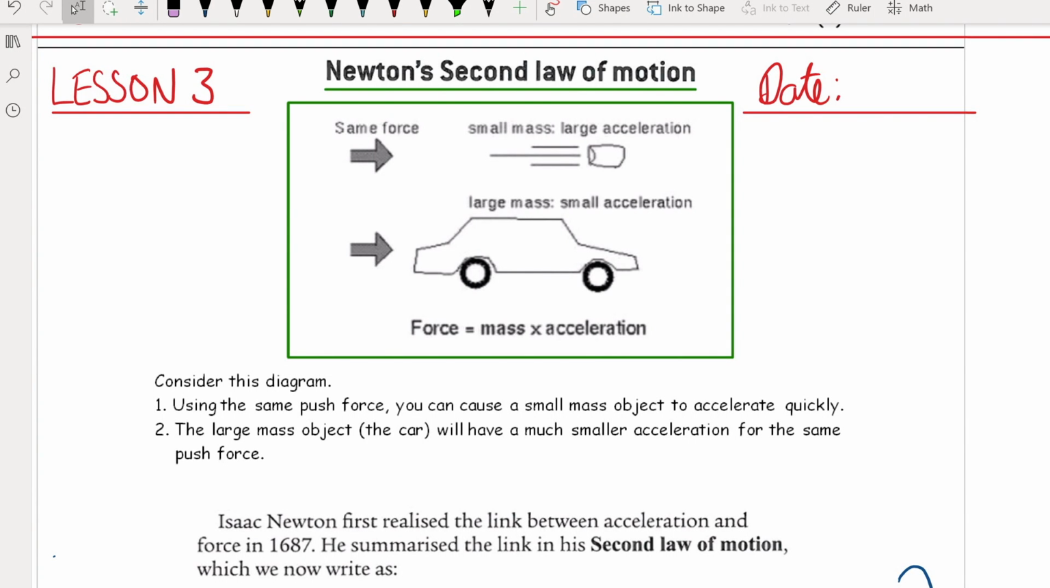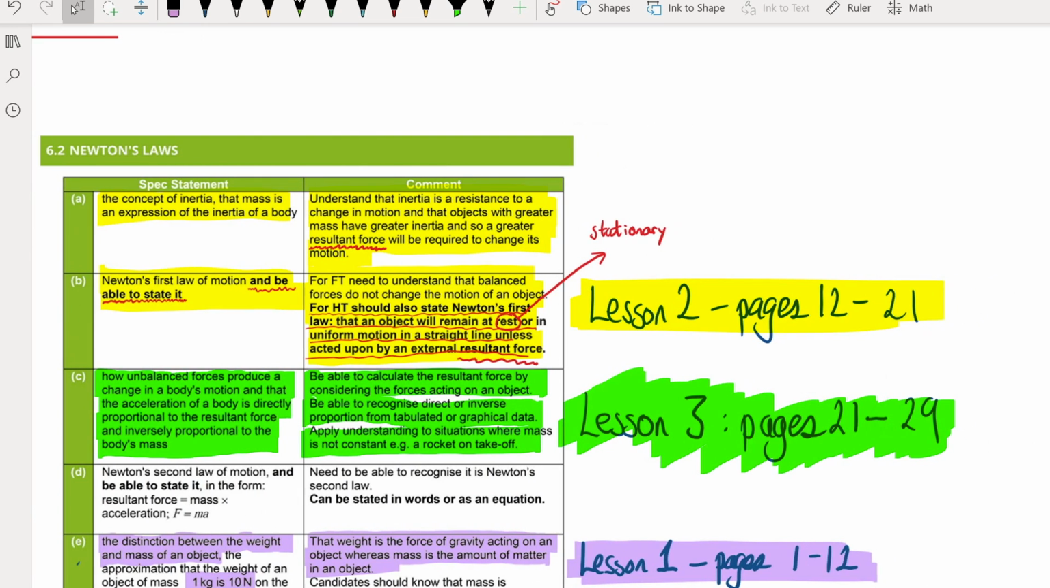Welcome back, lesson 3, year 11 physics, with topic 2 forces. Please make sure you've turned to page 21 of the booklets, lesson 3 and date at the top of page 21.